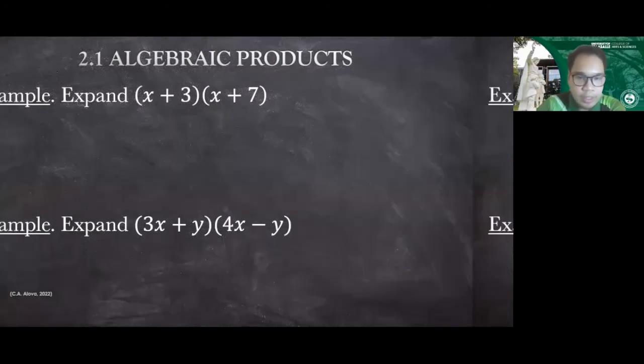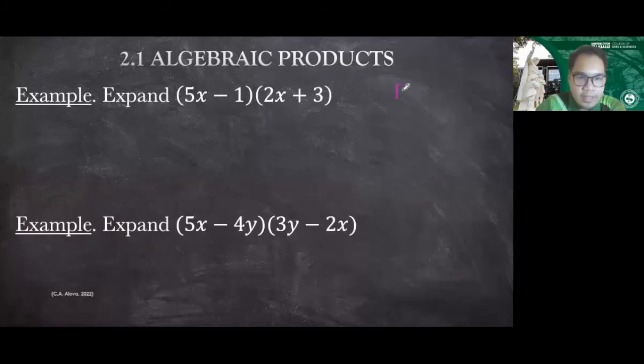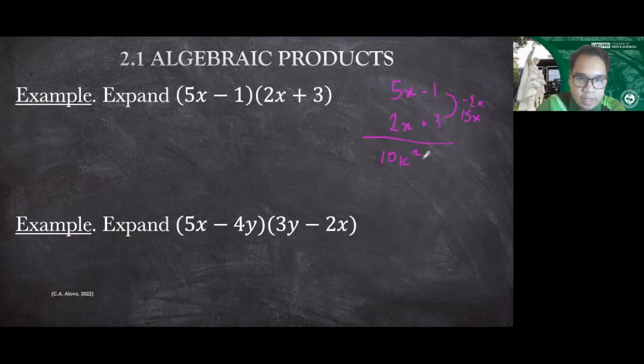More examples, shall we? So 5x minus 1 times 2x plus 3. So let's do it vertically. 5x times 2x is going to give us 10x squared. 5x times 3 is going to give us 15x. Add that to the product of negative 1 times 2x. So that's going to be negative 2x. What we have is plus 13x. And then negative 1 times 3 is going to be negative 3. And this is our product of 5x minus 1 times 2x plus 3.